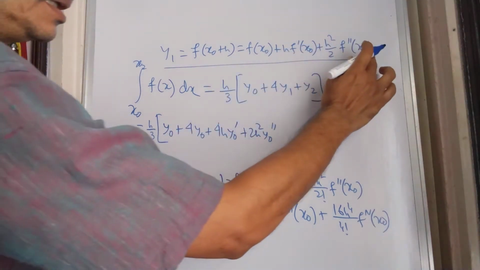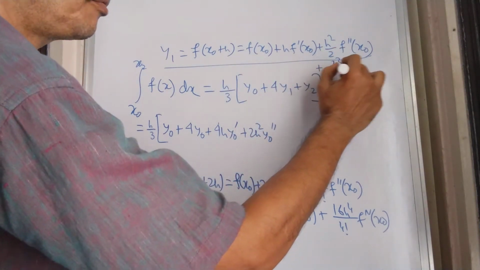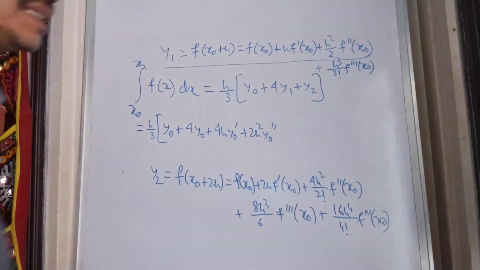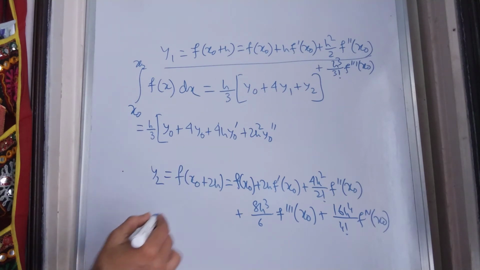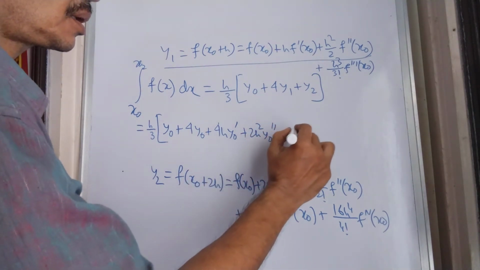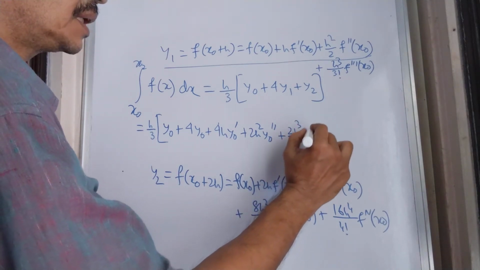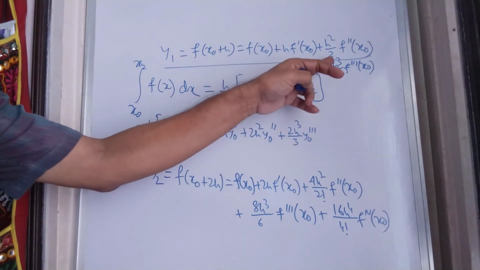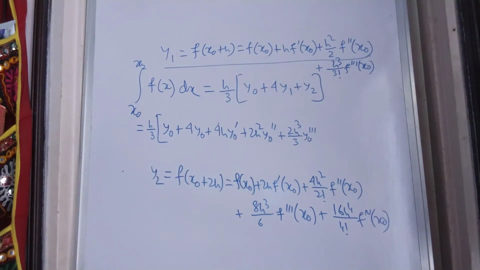What is the next term here? The next term here is h cube by factorial 3 f3 x0, isn't it so? So when you multiply with 4, it becomes nothing but 2h cube by 3 y0 triple prime. This is h cube and we are multiplying with 4. Here it is 6. So it is 2/3 h cube by 3.